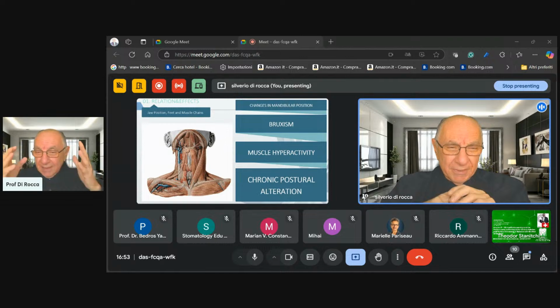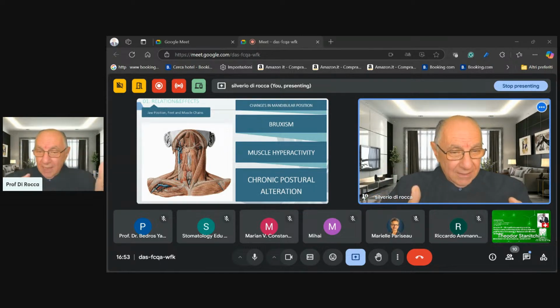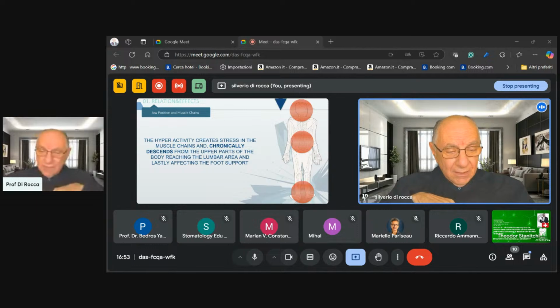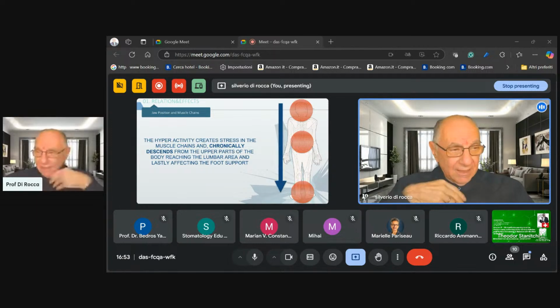In that position, that's how a change of position is dangerous for the system. It is an alarm, from the top to the bottom, very slowly, chronically, we are starting to create a disease.